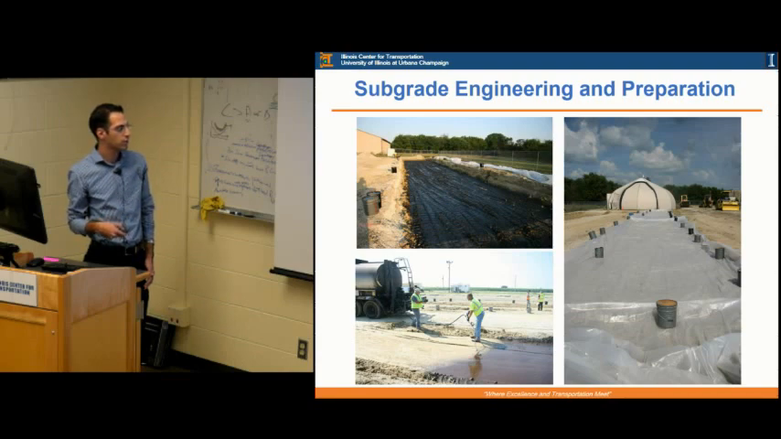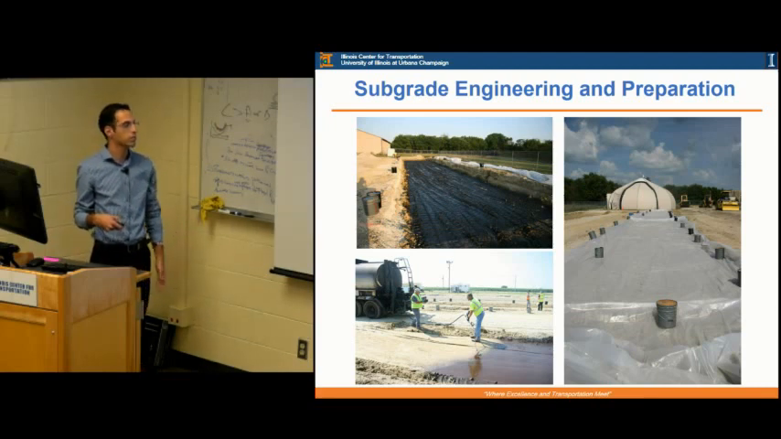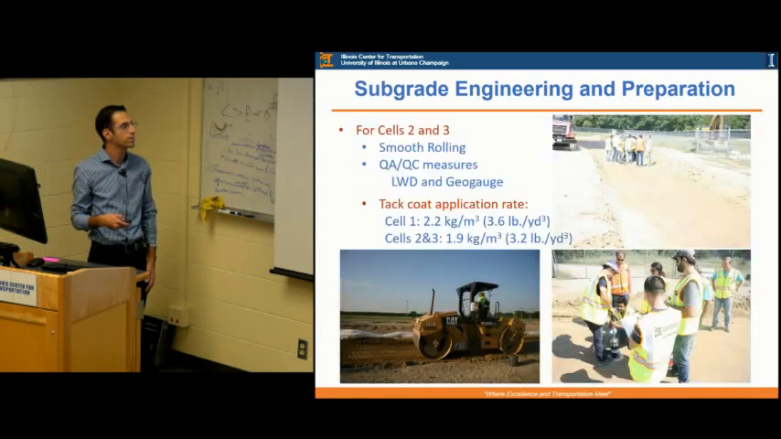In the case of the CBR6, we also did a smooth rolling. We rolled it with a smooth drum roller to level it basically on the surface before putting the material on top. That was not possible with the CBR1 because it's basically a swamp and it's very difficult to do that. And also for CBR6, we were able to do some LWD, lightweight deflectometer measurements, to estimate the modulus of the subgrade.